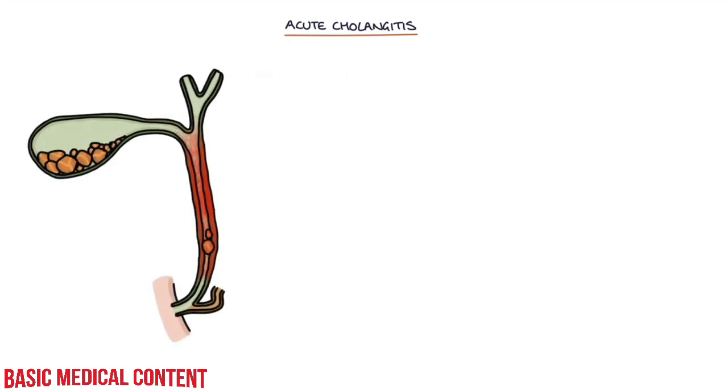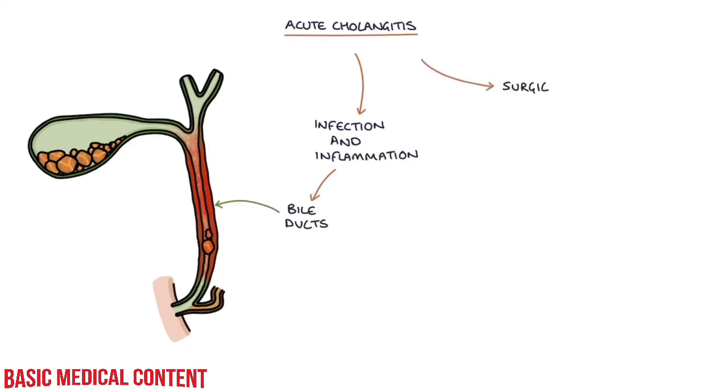In this video, I'm going to be going through acute cholangitis. Acute cholangitis is infection and inflammation in the bile ducts. It's a surgical emergency and it has a high mortality rate due to sepsis and septicemia.